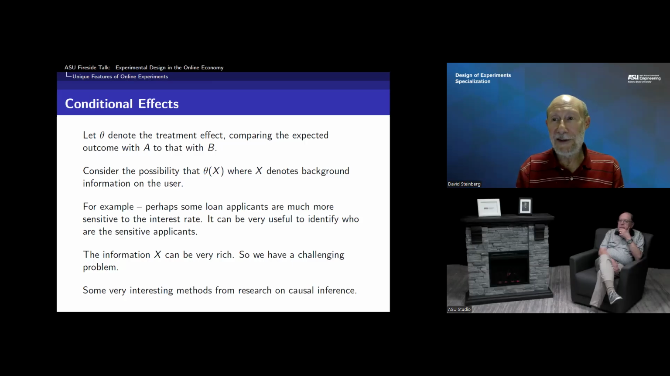Well, it's very interesting to know if loan applications are taken up more often by certain people. And there's a lot of very interesting research in the causal inference literature that goes into these methods. One of the things that's rather different, and I've run into this with a couple of companies, is that they want to take that causal inference literature and apply it sort of blindly to online experiments.